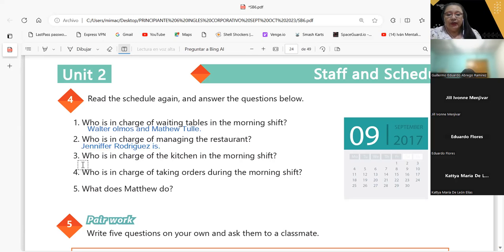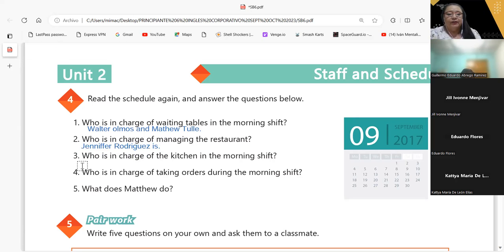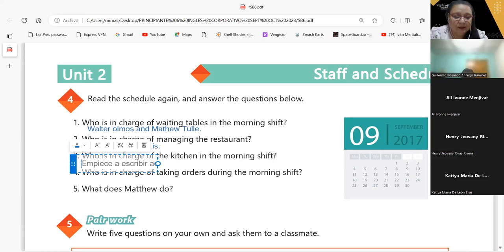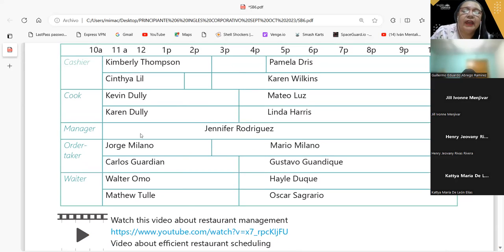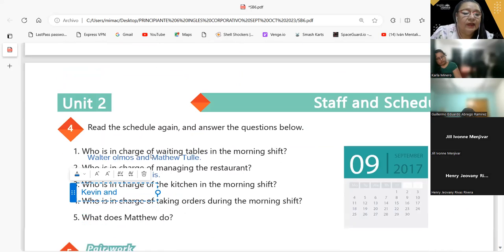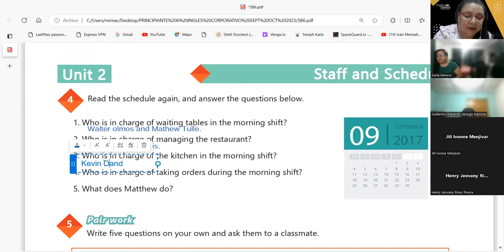Next answer for the next question. Who is in charge of the kitchen in the morning shift? Kevin and Karen Dolly. Karen with C or K? How is it spelled here, with K? Karen Wilkins. Kevin Dolly. Kevin Dolly and Karen Dolly. So probably they are brothers or relatives, right? Because of the last name.